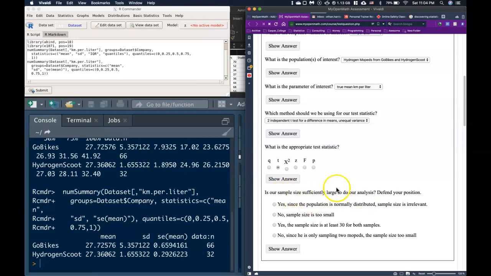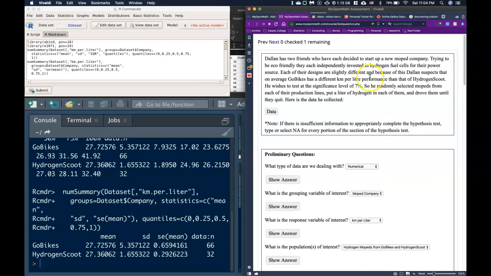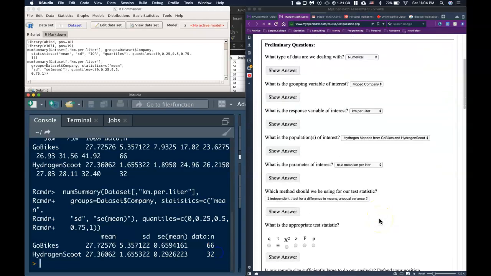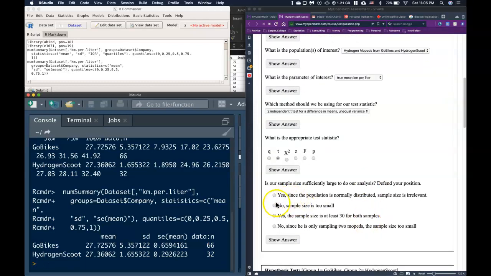My next question is, is our sample size sufficiently large to do our analysis? Now remember, we could have something in here about both groups being normally distributed. We don't have that in this situation, so we have to fall back on the central limit theorem. As long as both groups are over 30, then we're okay. Looking at the sample sizes, we have 66 in GoBikes and 32 in Hydrogen Scoot, so we are good to go. It says yes, the sample size is at least 30 for both samples.